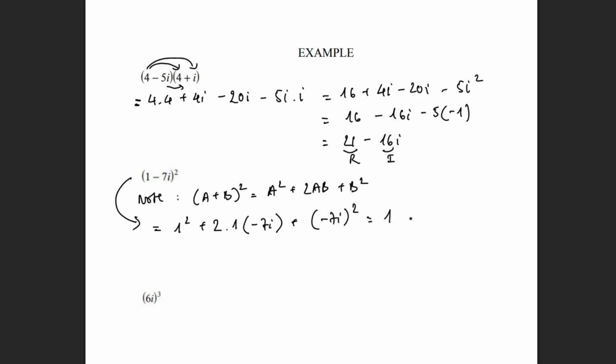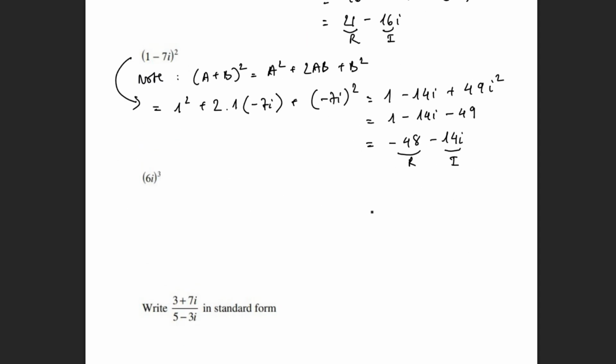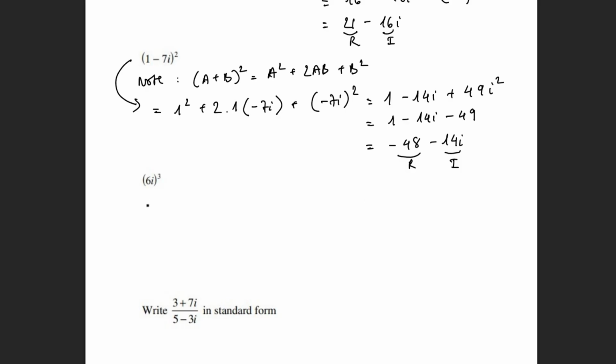So it's going to be 1 - 14i + 49i². We know that i² is -1, so it's going to be -49. And simplifying, it's going to be -48 - 14i. So this is the real and the imaginary. Okay, so go to the next one.